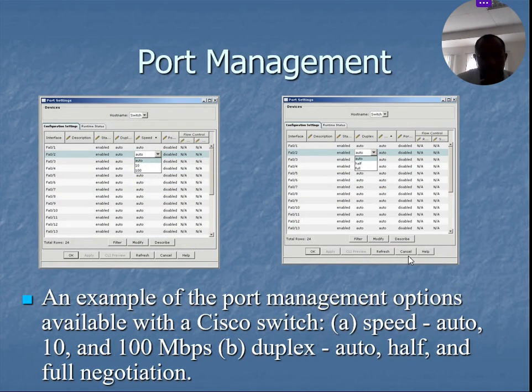Okay, so port management is another subheading in this. An example of port management option available with a Cisco switch is the speed: auto, 10, or 100 megabits per second; and duplex: auto, half and full negotiation. Because you are managing them, the auto negotiation for speed, whether you are using full duplex or half duplex, all of these are called port management, because you are managing every port as the transmission is taking place.